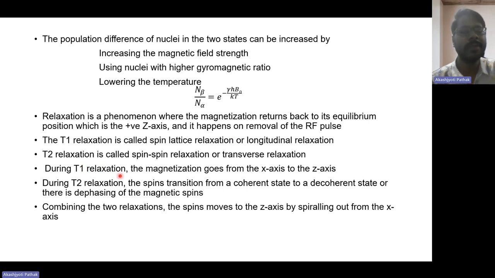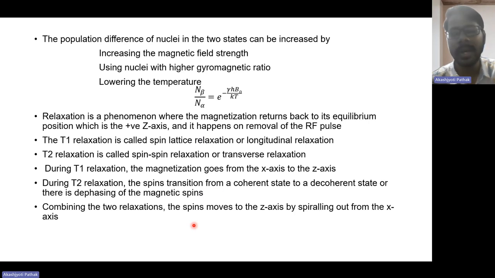So what happens during the T1 relaxation? The bulk magnetization, or the net magnetization, goes from the x-axis to the z-axis. And during the T2 relaxation, things transition from a coherent state. Why? Because, I hope you remember the random phase approximation. Random phase approximation states that all the spins are randomly oriented around this cone, and they're precessing around this external magnetic field. So once this RF pulse is applied, they move to a coherent state in the positive x direction. And when the RF pulse is removed, they move from this coherent state to the decoherent state.